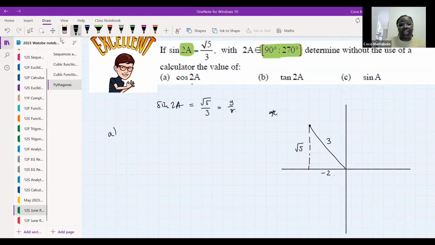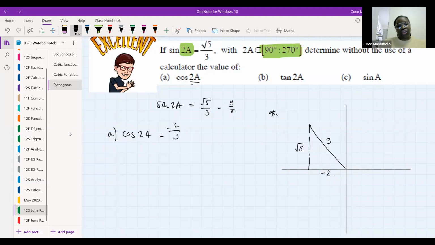Now, the thing is that we don't have to use a double angle here. We don't have to, because they're already asking us for cos of 2a, and we have sine of 2a. Therefore, cos of 2a is just going to be -2 over 3, because that's x over r.